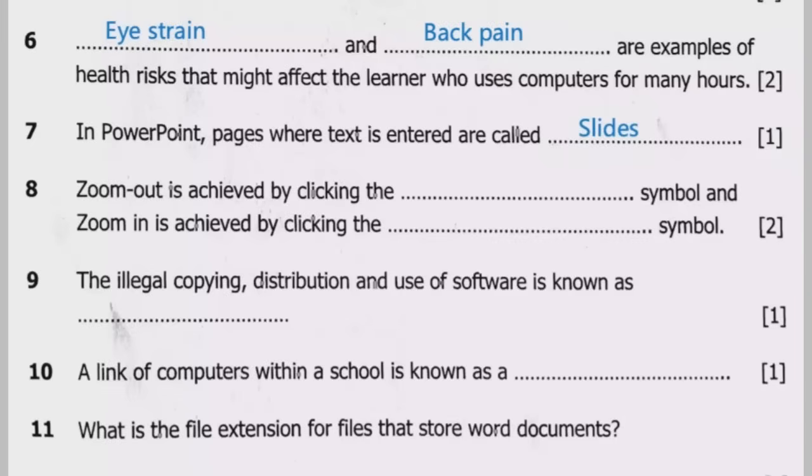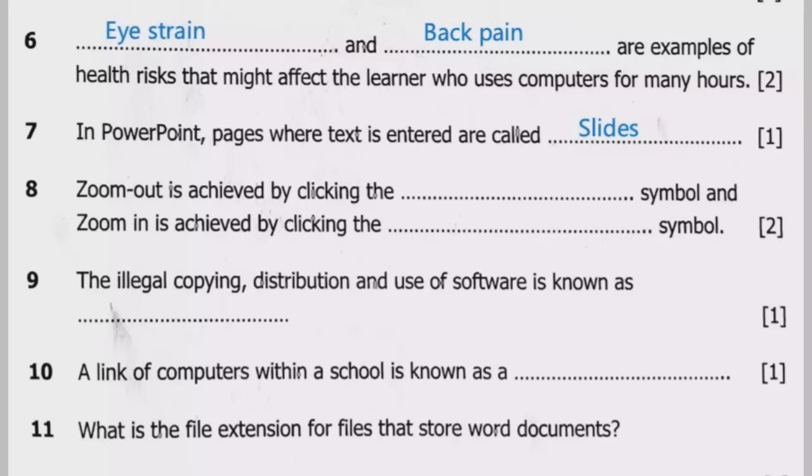Zoom out is achieved by clicking the dash symbol, and zoom in is achieved by clicking the dash symbol. That is question 8. So to zoom out, which symbol do you click? When you want to zoom out, you click the minus symbol. That's how you zoom out. When you want to zoom in, you click the plus symbol.